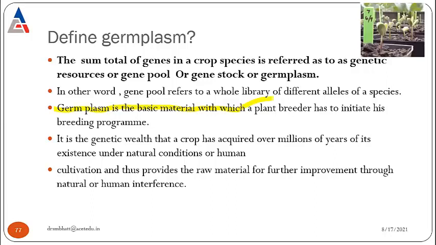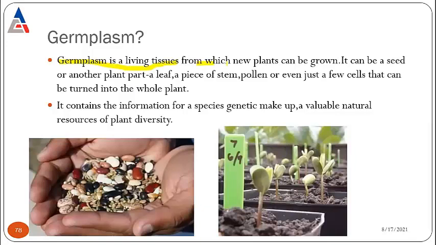It is the genetic wealth that a crop has acquired over billions of years of its existence under natural conditions and human cultivation. Thus it provides raw material for crop improvement through natural or human interference. So germplasm is a living tissue from which new plants can be grown. It can be a seed, any part of the plant, a piece of the stem, pollen, or just a few cells that can work as germplasm.